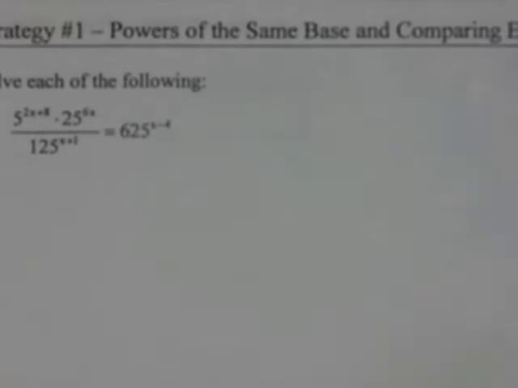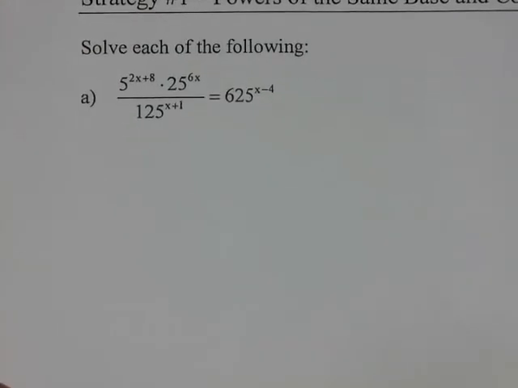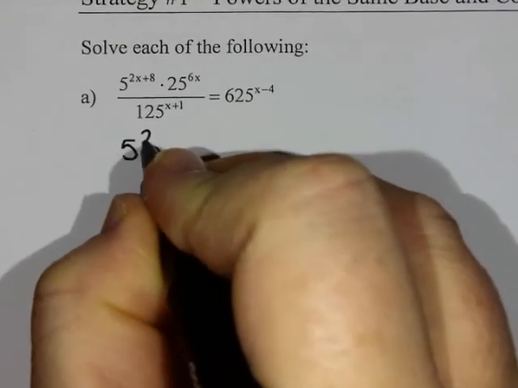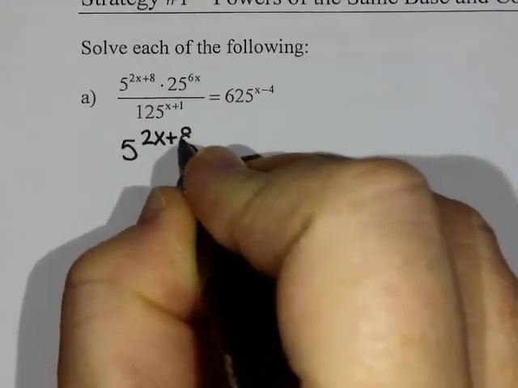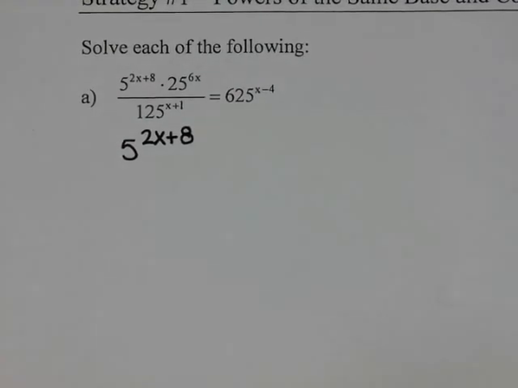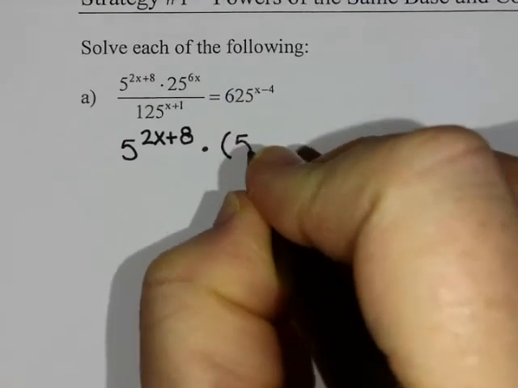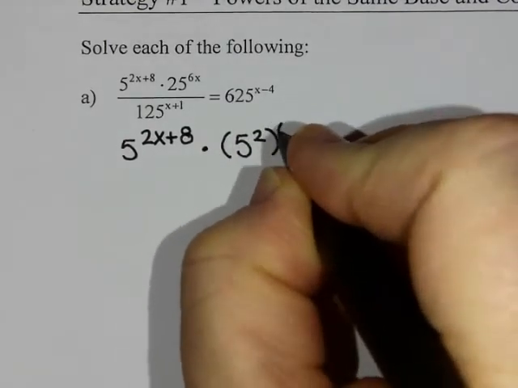Your power sheet is actually very helpful here when you're trying to write them as powers of the same base. So the first thing I'm going to do is take 5, 25, 125, and 625 and write them all as powers of the same base. In this case, it's going to be a base of 5. The first one is going to be fine. I'm going to leave that as 5 to the power of 2x plus 8. But the second one, 25, is 5 squared. So this is times 5 squared to the power of 6x.